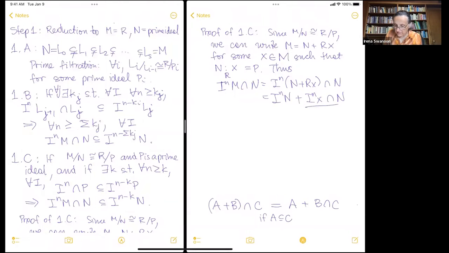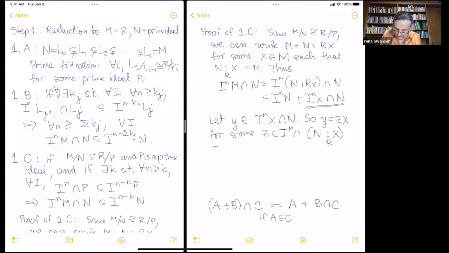So now we have to work with this part. So let Y be in I to the N X intersect with N. So we can write Y is ZX for some Z in I to the N. And then Z also multiplies X, Z is an element of R, multiplies X into N.